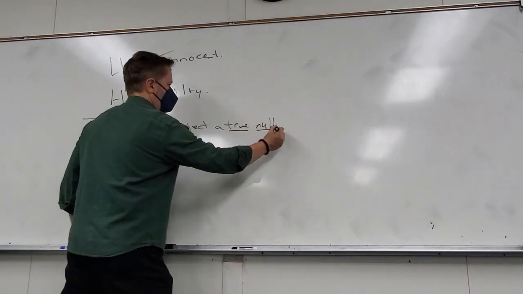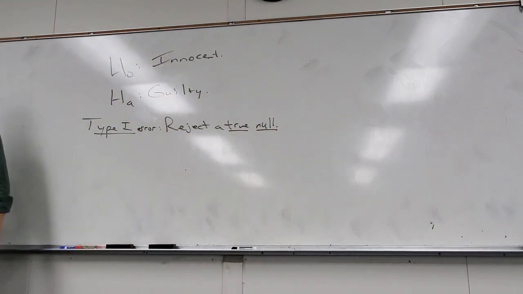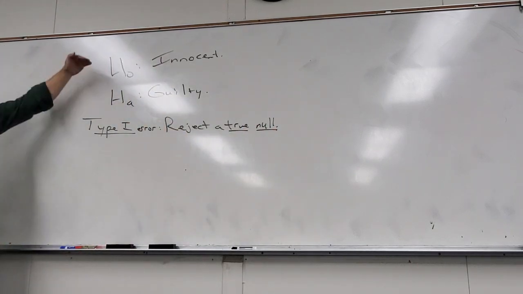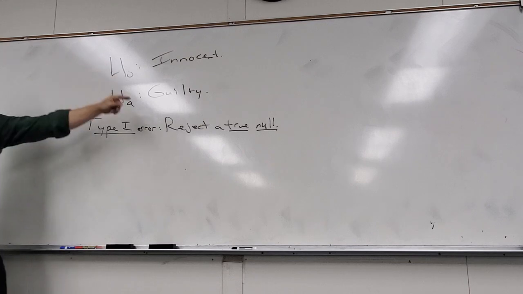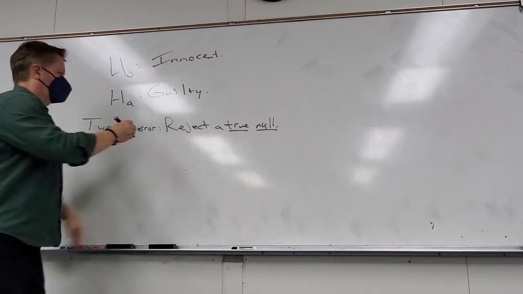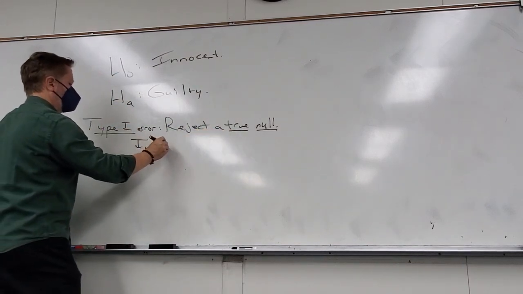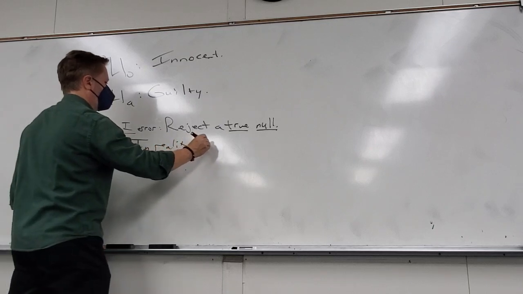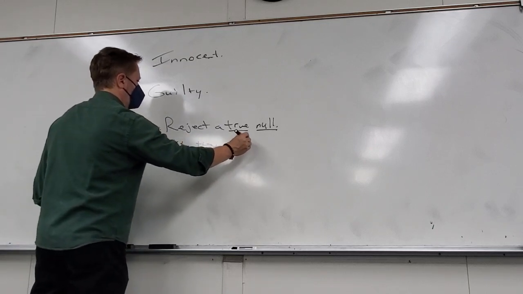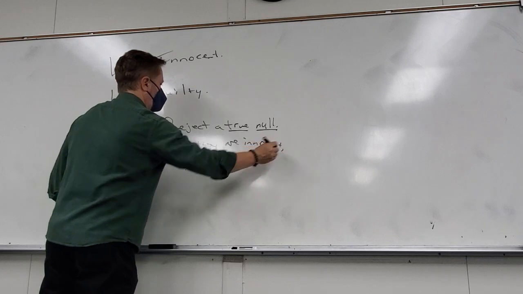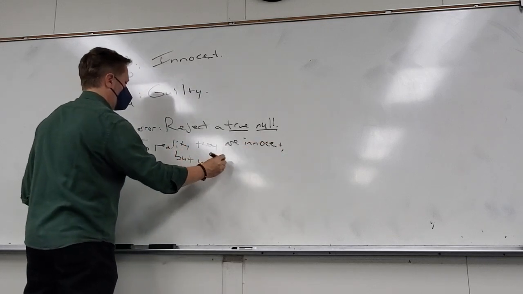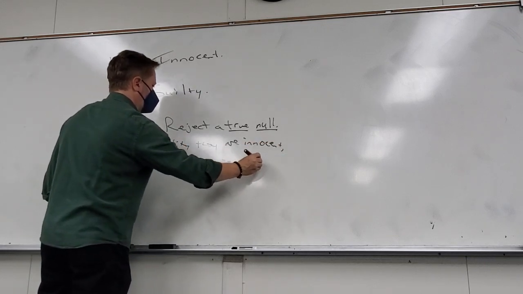True? No. So what's true? What's true is they're innocent, right? The null is true. So in reality, they are innocent, but we say they're guilty. So in this case, what could happen?